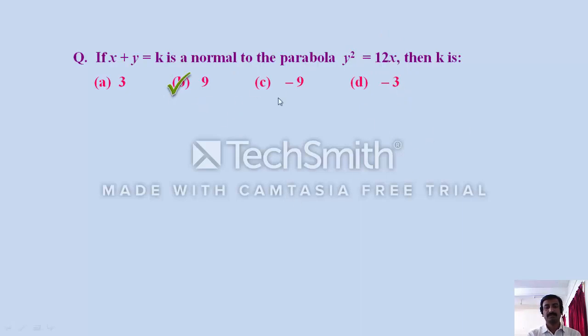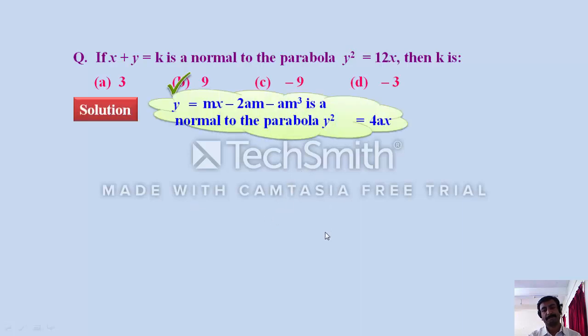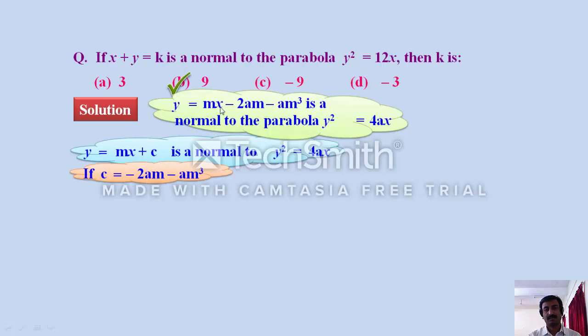Very simple. I am again and again talking about the conditions here. Remember, most students get confused. In the previous case, a line is tangent to the parabola; here, a line is normal to the parabola. Please don't be confused. Normal is different, tangent is different, because normal and tangent are perpendicular to each other. So the condition is also different here. The condition for the tangent we discussed in the first example. Now look at this: y equal to mx minus 2am minus am cube is a normal to the parabola of this kind. So let us proceed.